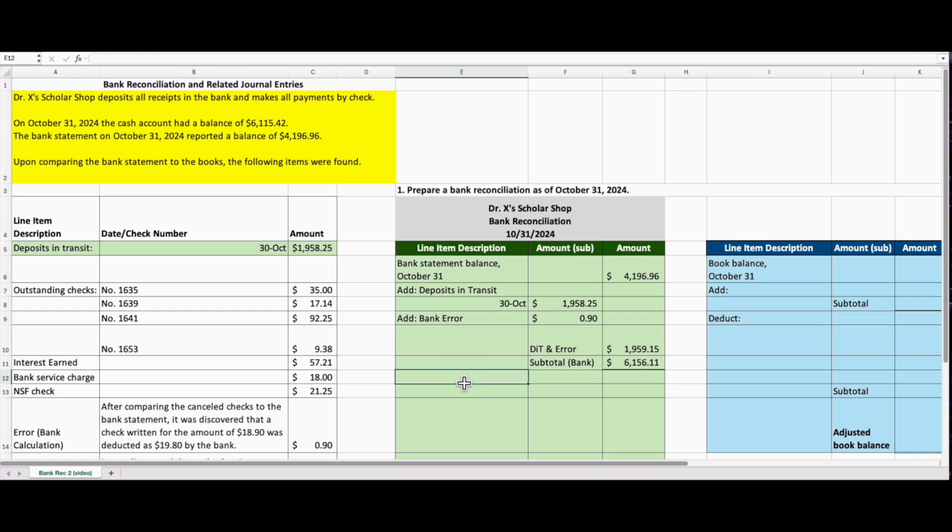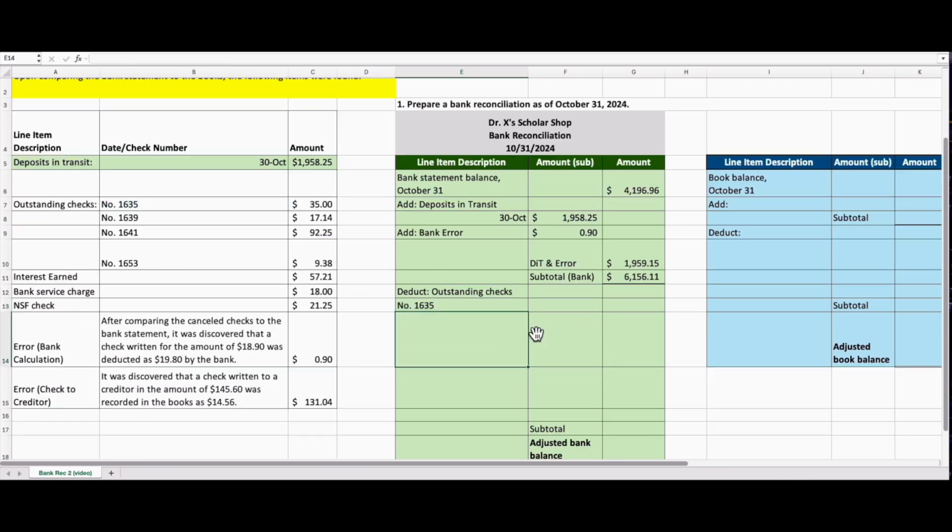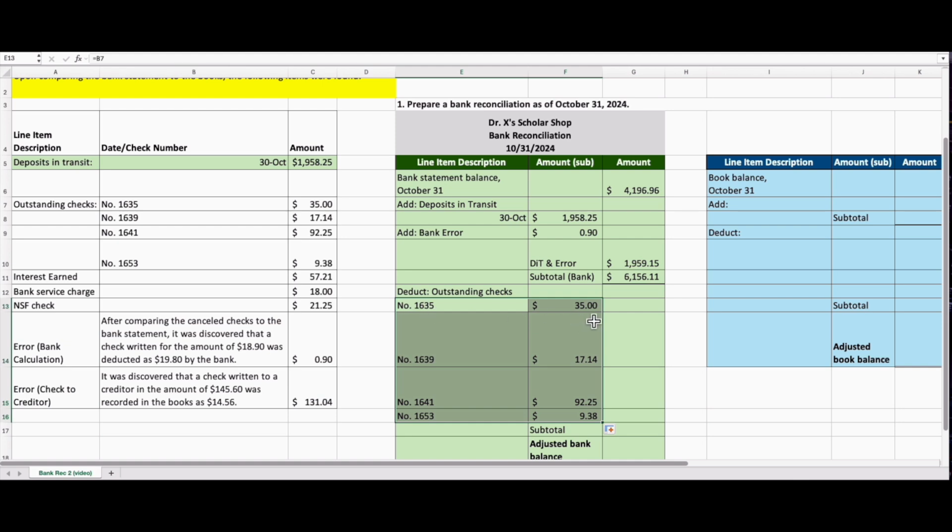Now we bring in the deductions of the outstanding checks. The first check is check number 1635, in the amount of $35. Here's a hint: when you're using Excel, if all of the entries are in rows stacked on one another, we can enter the first one and then drag down the rest. Notice the amounts 35, 1714, 9225, and 938 match the check numbers.